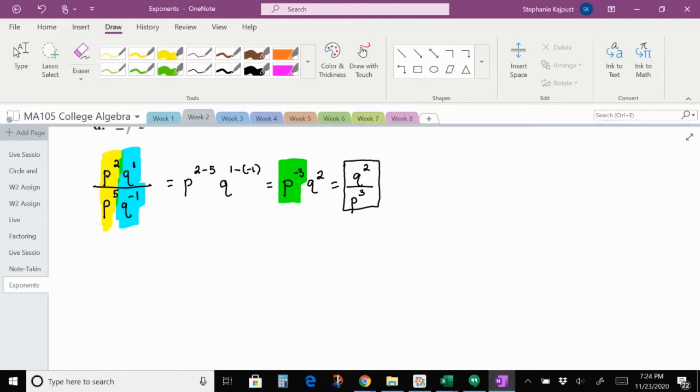So your first step is to basically do your subtraction of exponents, and then any negative exponents, you have to basically flip-flop those things with negative exponents to get your final answer.